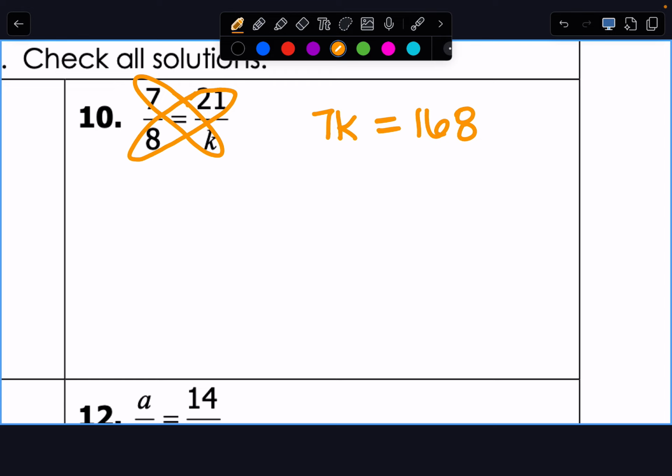Okay. Once we cross multiply, we need to undo this 7 right here. How do we undo the 7? Divide by 7. Undo. Okay. What is 168 divided by 7? 24. Okay. Great job, Marius.